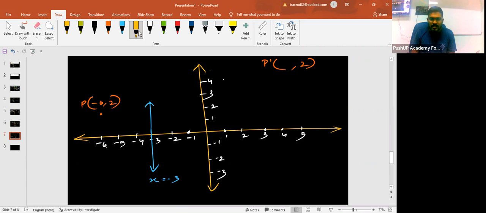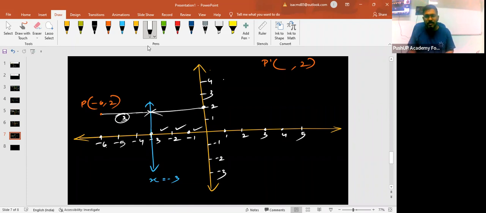Let's find out what is the distance of point P to this line of reflection. How many units? 3 units. Perfect. Because from -6 to -3, the total distance is 3 units. So the same 3 units should be covered on the right hand side also, isn't it? So let's do it, children. So -3 to -2, 1 unit, 2 unit, 3 unit, where it will come on the y-axis itself, right?